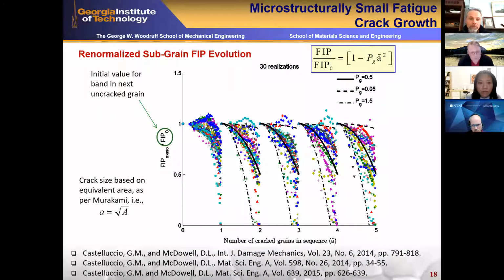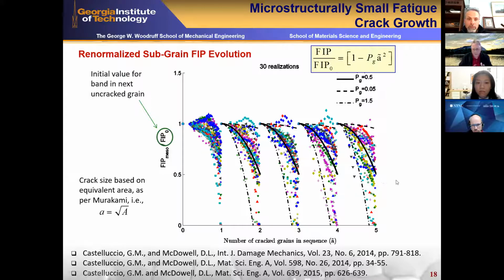I also wanted to mention some work that we've done on microstructurally small fatigue crack growth, because obviously if we want to probe up into the fatigue crack initiation regime, it's not enough to know just the probability to form a crack in the nucleation phase, but you'd like to know how it grows through the microstructure. To that end, I'd like to share a few slides with some work by Gustavo Castelluccio, who's now at Cranfield University in the UK, in his thesis, circa 2014, 2015.